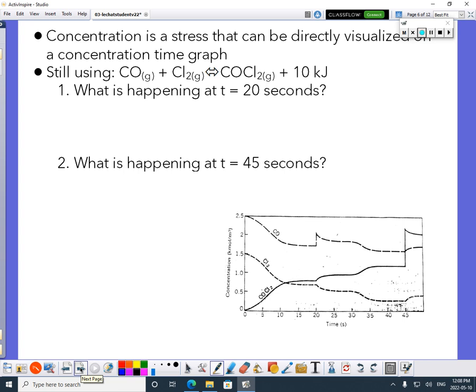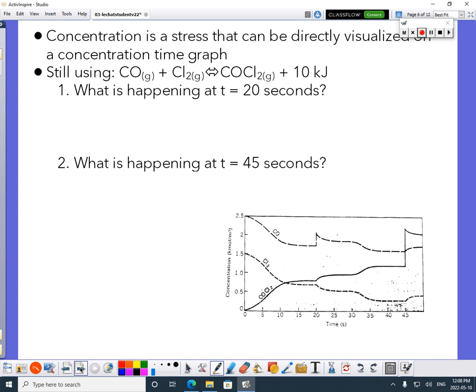When you do concentration, because the graph we usually are using is concentration and time, one of the things you can use, this can be used as a tool to help you visualize what's happening with the stress. So sometimes when I show students this, they're like, Ms. Todd, this is way too crazy. But really, this part is what you're used to.